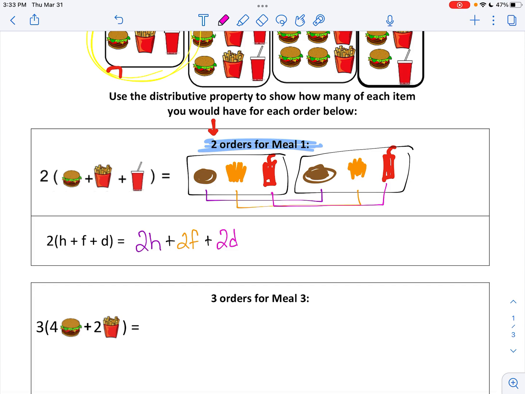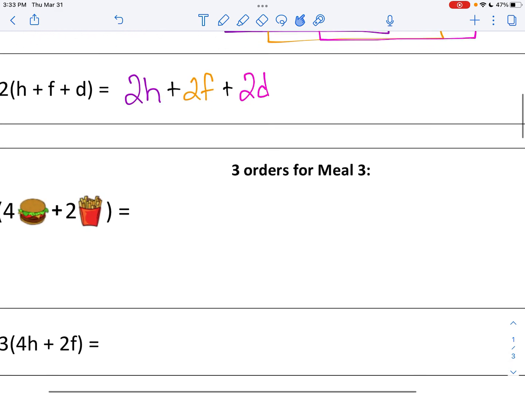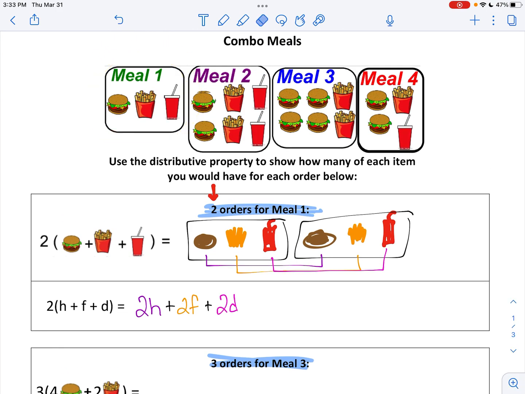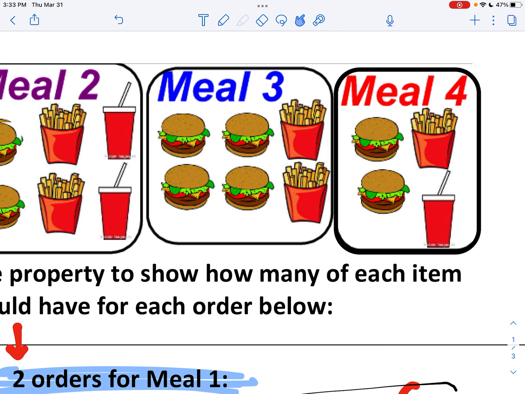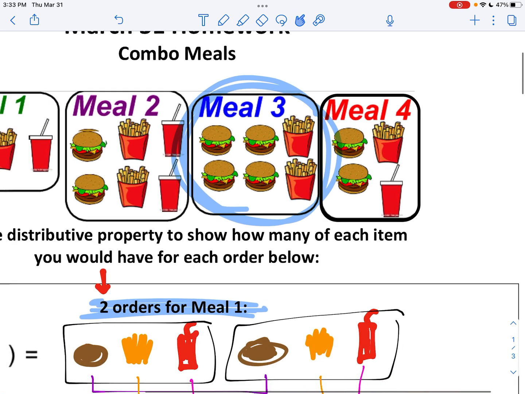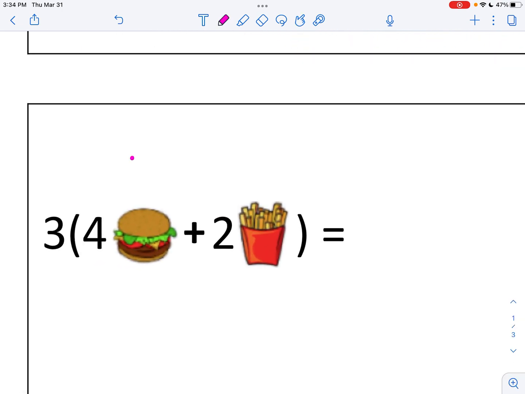This is it. That's all. I'm done. So what I'd like you to try to draw for the next one is 3 orders for meal 3. So that's what I have up here. If I zoom in on meal 3, in meal 3 there are 4 burgers and 2 fries. So down here, take a look at what I wrote. 4 burgers and 2 fries.